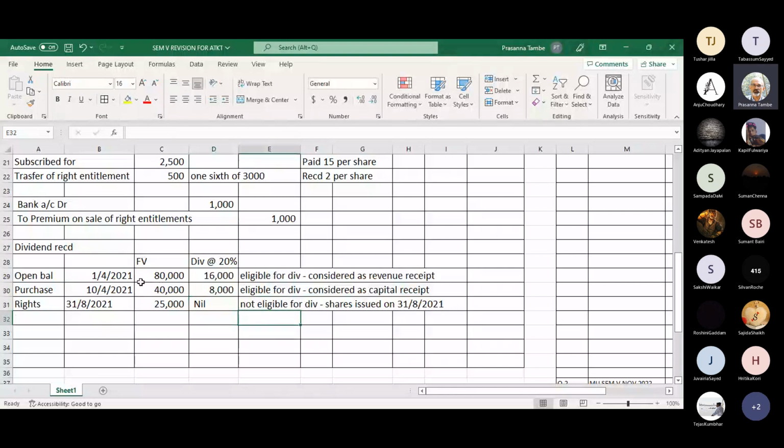Now see here, he was having 80,000 shares having face value of 80,000 on 1st April 2021. On that, he will definitely receive dividend of 16,000 rupees, which is 20% dividend. These shares are eligible for dividend because he was already holding those shares on 1/4/2021, and this will be treated as a revenue receipt, because the dividend is for the year ended on 31st March 2021 and he was already owner of these shares on 31st March 2021. Then on 10th April, he purchased the shares whose face value is 40,000. So 20% dividend will amount to 8,000.